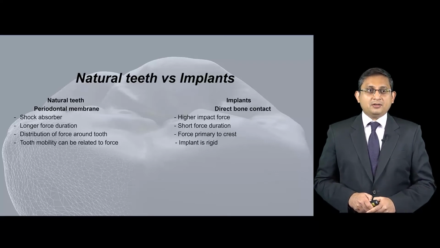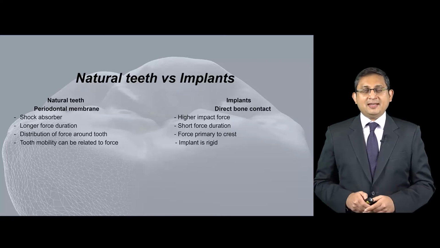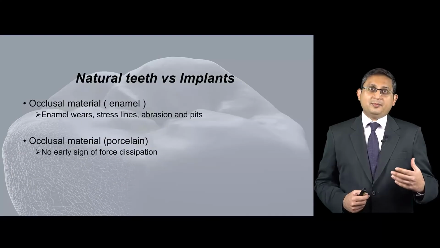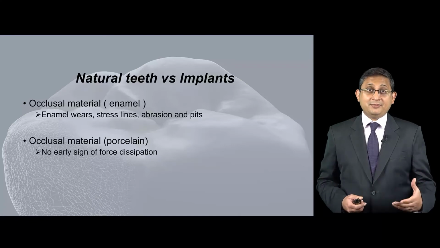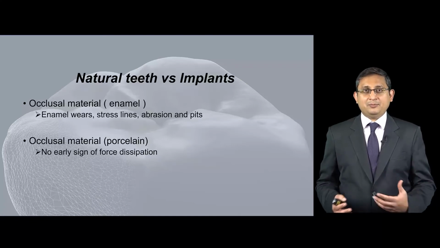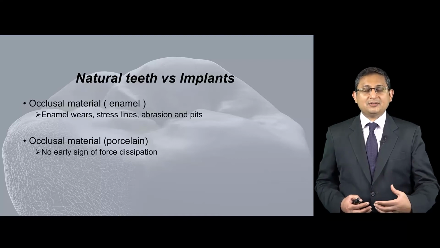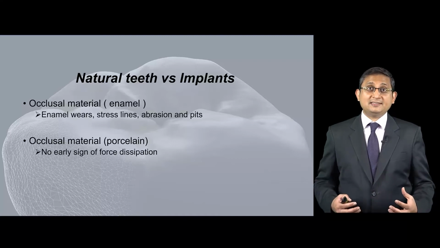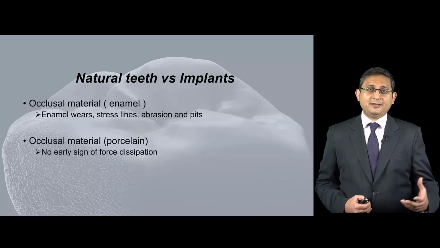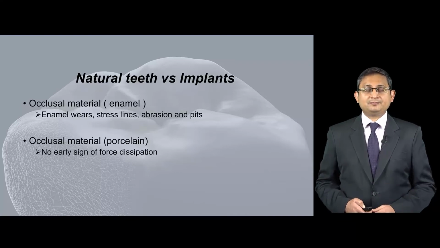You have tooth mobility, which can be related to the force. Again, that helps in reducing or dissipating the force, whereas an implant is rigid and you don't have that kind of mobility. Mainly, whatever we use at the moment is most porcelain related for single crowns and bridges. Yes, we use acrylics many times for full arch cases, and that is better at absorbing forces, whereas porcelain is much worse. It breaks and it cracks.